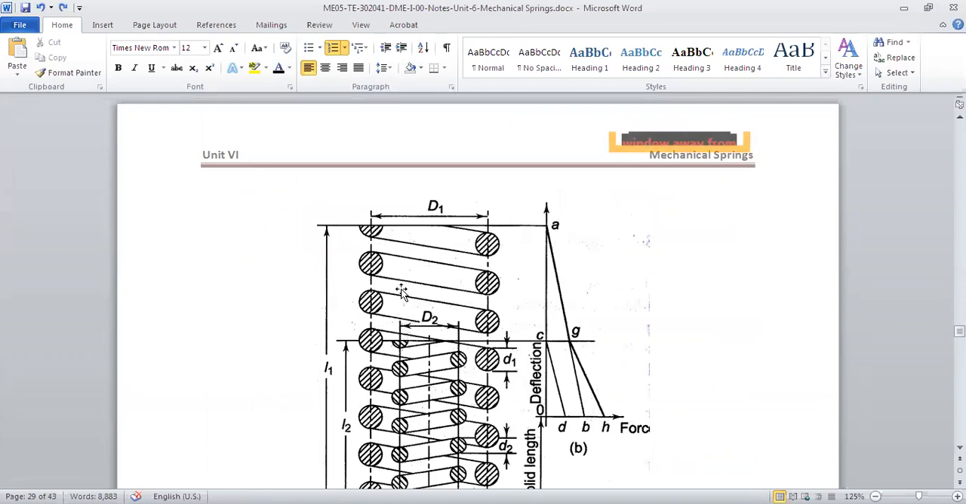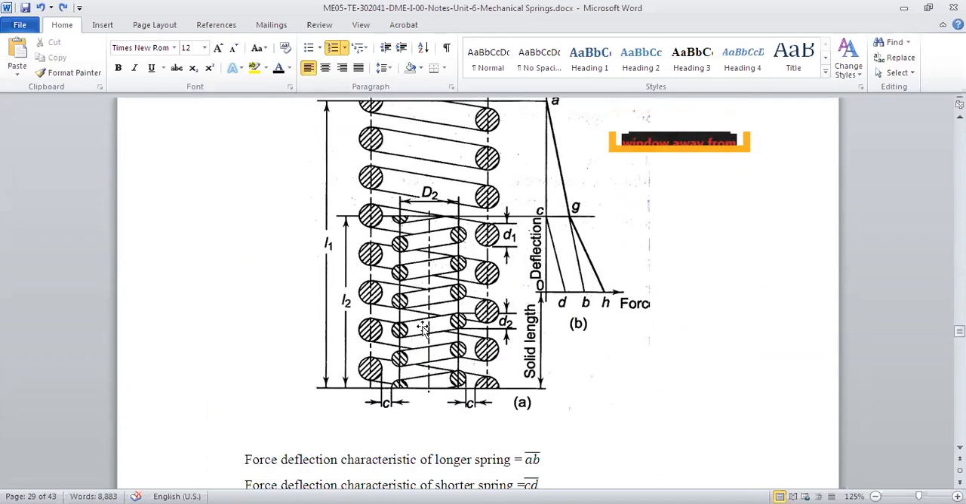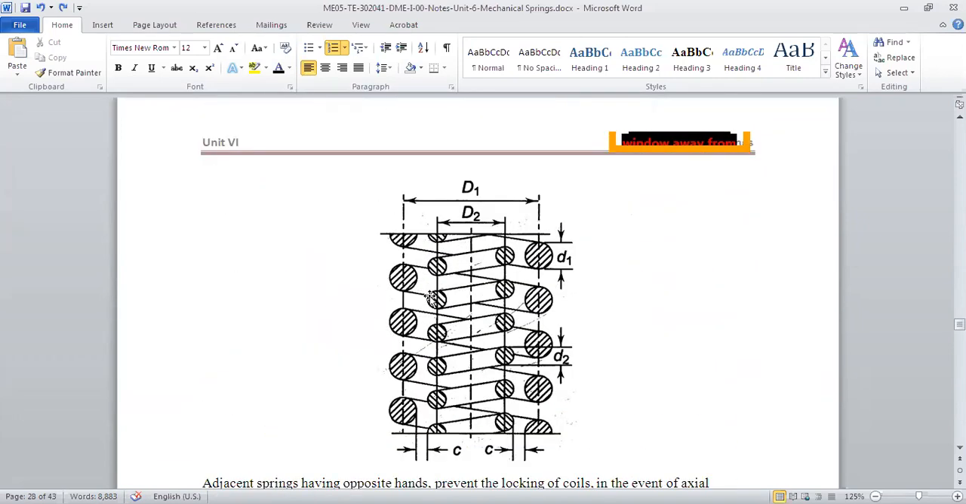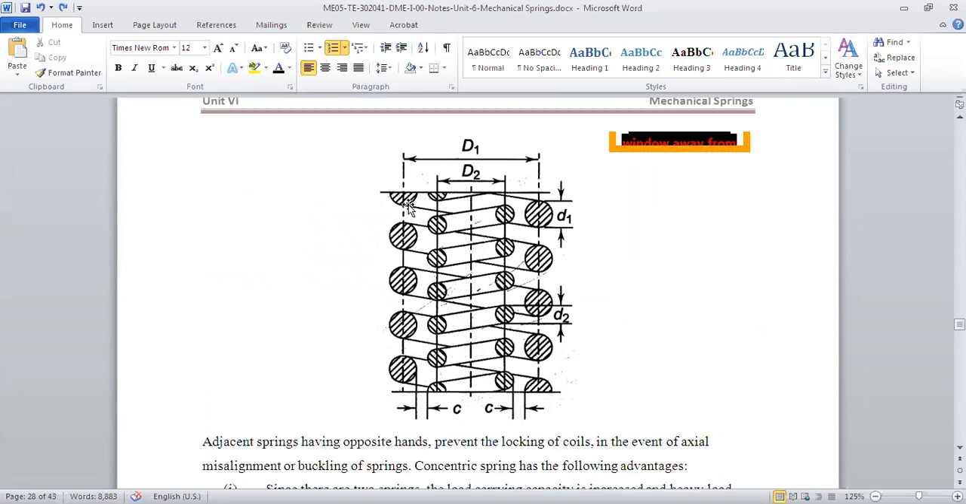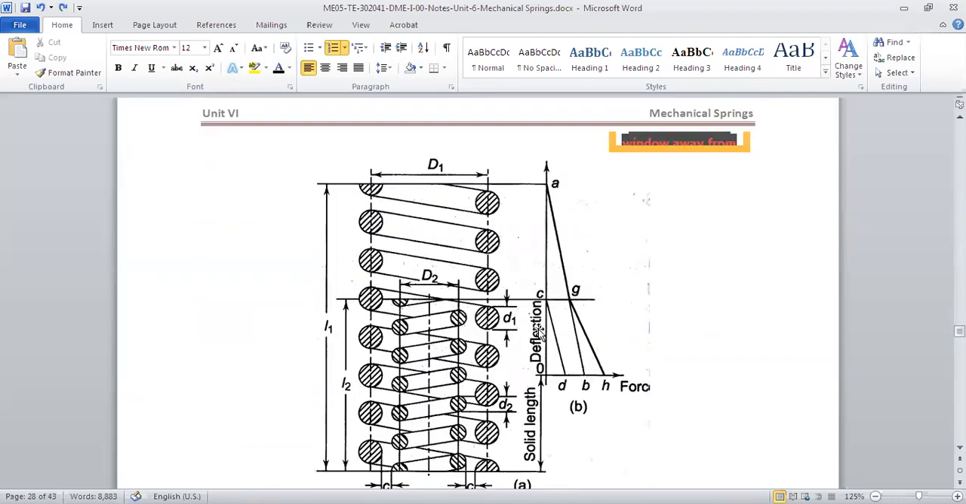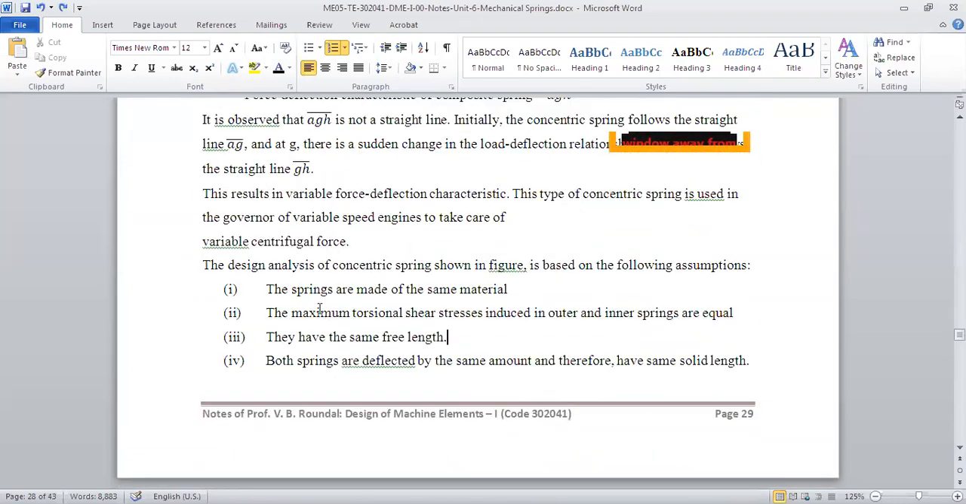Same solid length means when the coils are touching each other, when it is completely compressed, the solid length of spring 1 is equal to the solid length of spring 2. What is the solid length of a spring? It is N into d. So d1 into N1, the number of coils, will be the solid length of the outer spring, and d2 into N2 will be the solid length of the inner spring. So N1 d1 is equal to N2 d2. I'm talking about small d. Now we'll use these assumptions in the formulas.